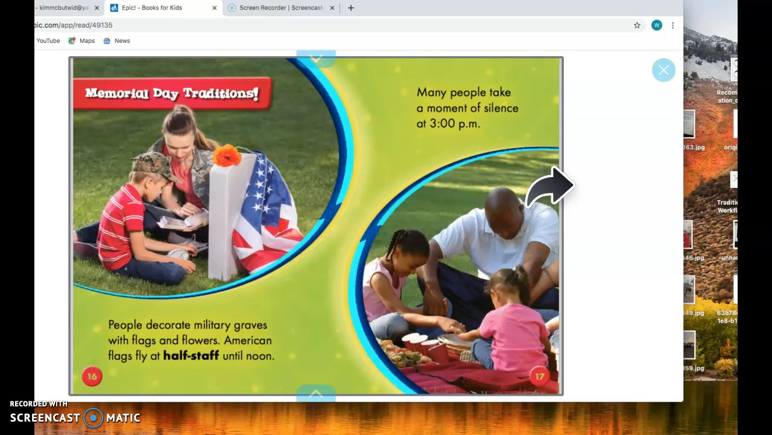Memorial Day traditions. People decorate military graves with flags and flowers. American flags fly half-staff until noon. Many people take a moment of silence at 3 p.m.